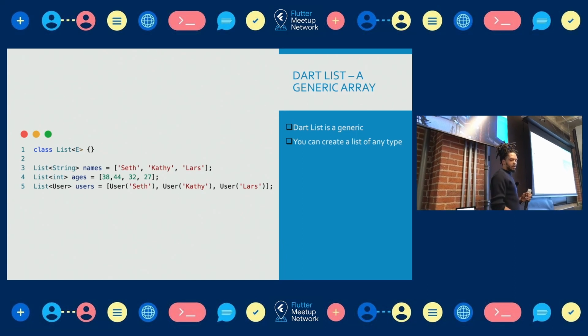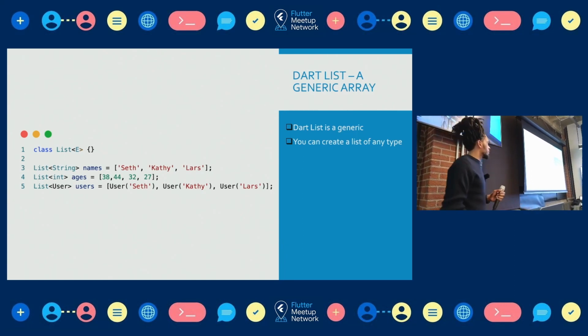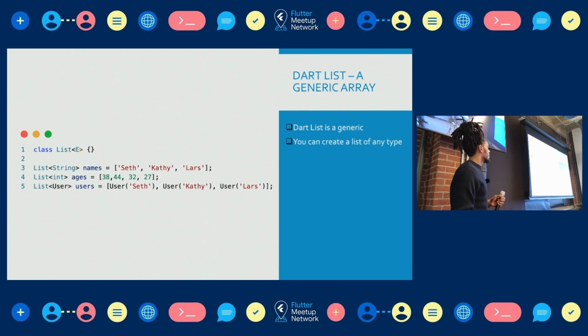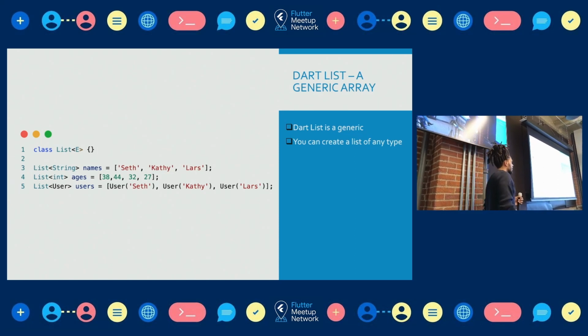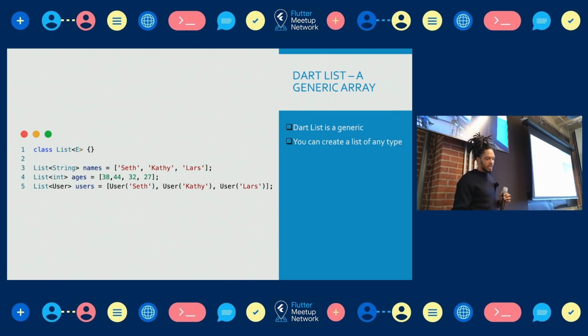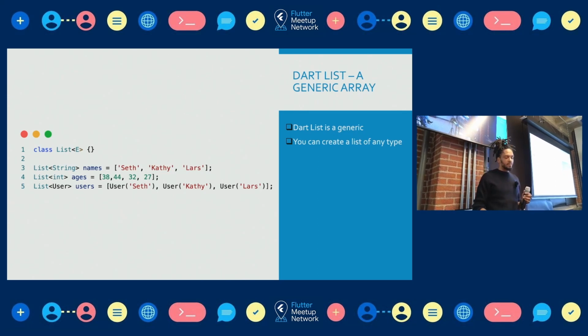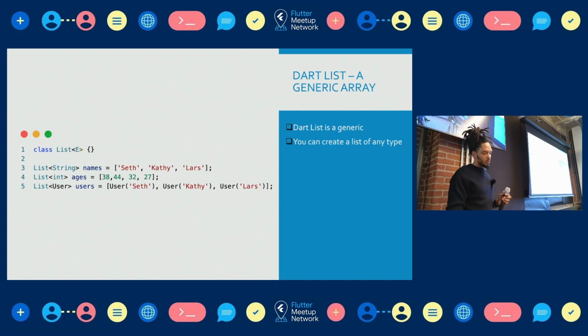A common example of generics are collection literals, specifically lists. If you look at the definition in the API documentation, you'll see you have List of type E, where E by convention stands for element. So you can have a list of, again, any type that you want it to hold.